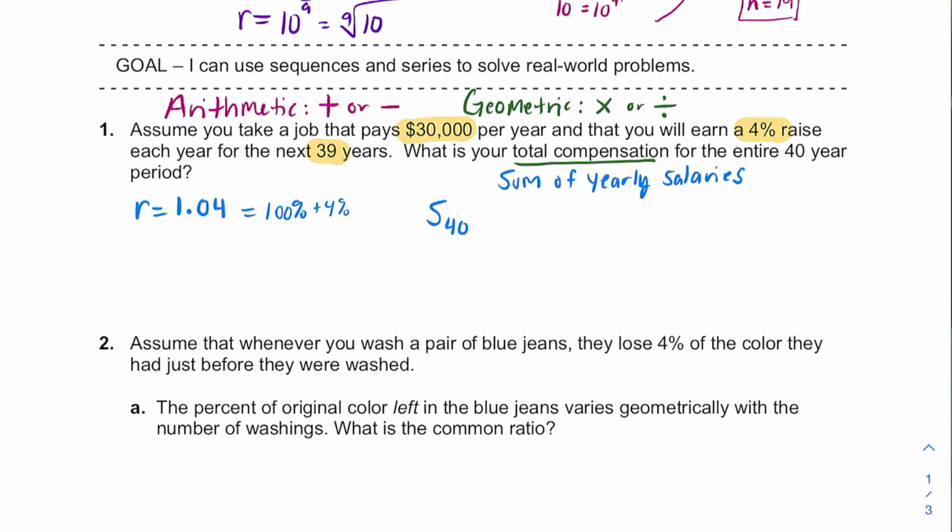So I'm going to use the formula. If it's still unfamiliar, go back and look it up. So it's the first term, which is 30,000, times 1 minus your rate to the n power. So 1 minus 1.04 to the 40th power over 1 minus 1.04. So now let's go and put this in the calculator.